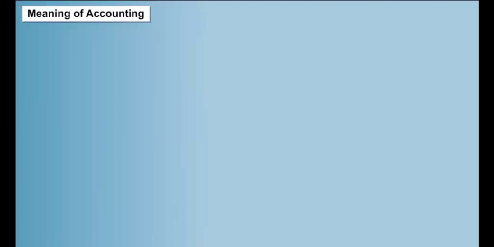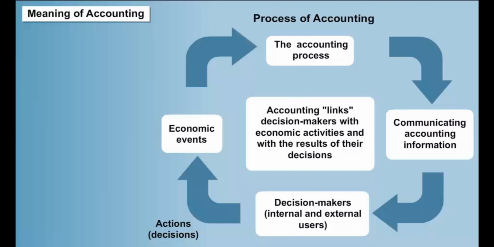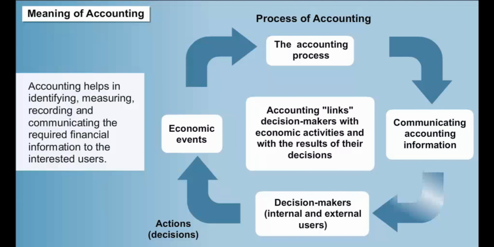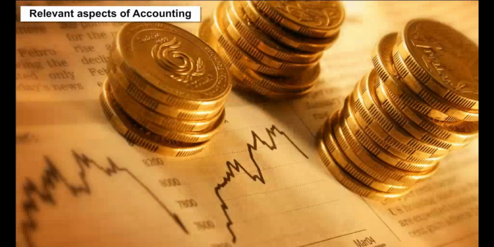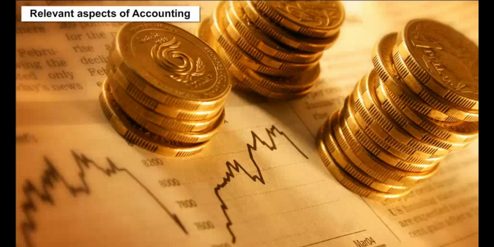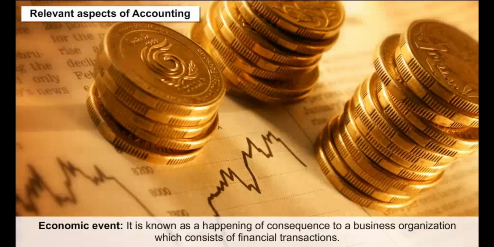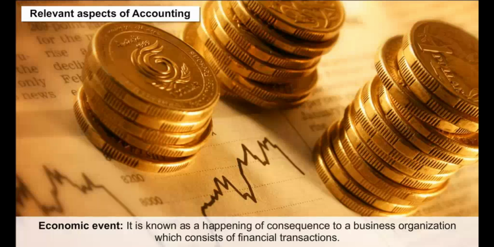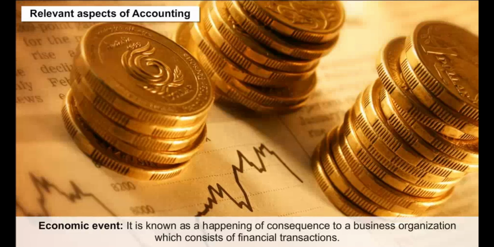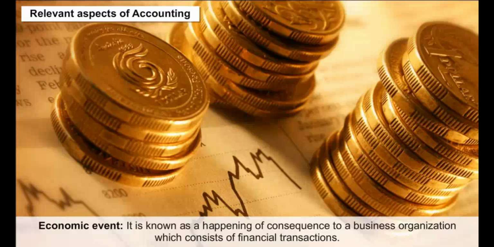Meaning of accounting. The meaning of accounting has been specified in the given diagram. It helps in identifying, measuring, recording, and communicating the required financial information to the interested users. Relevant aspects of accounting. Economic event. It is known as a happening of consequence to a business organization which consists of financial transactions.